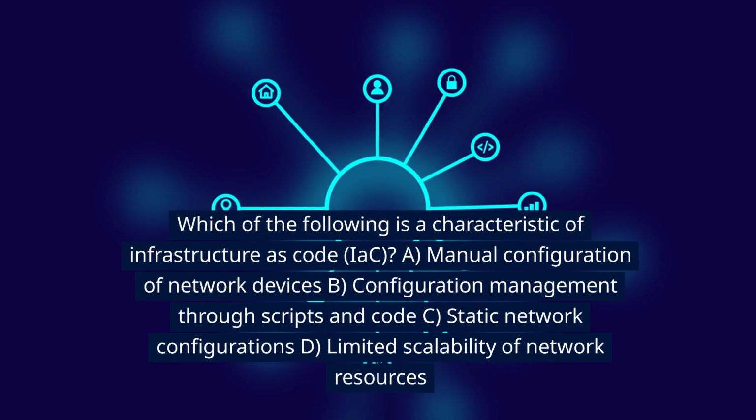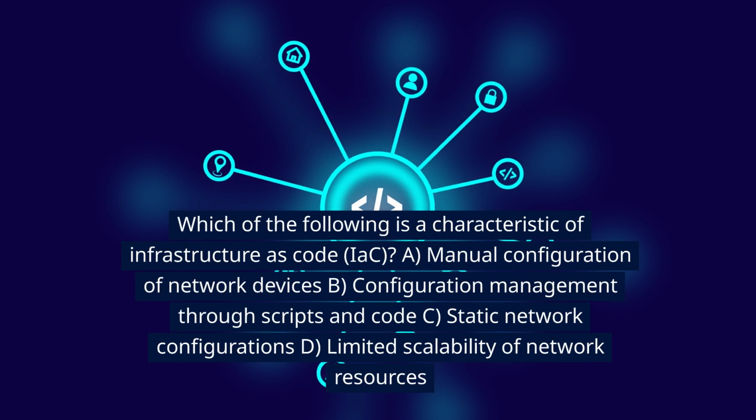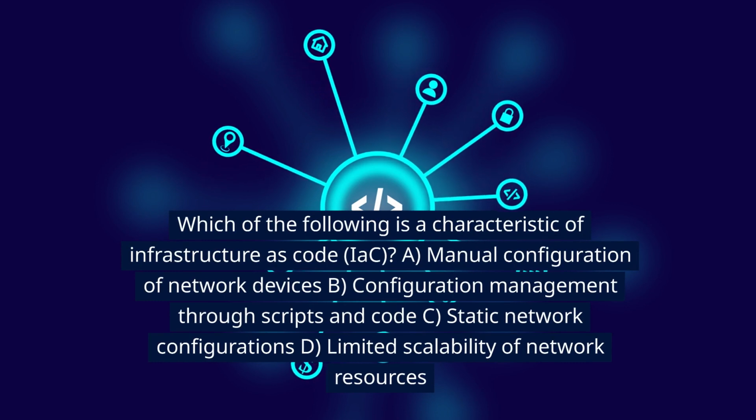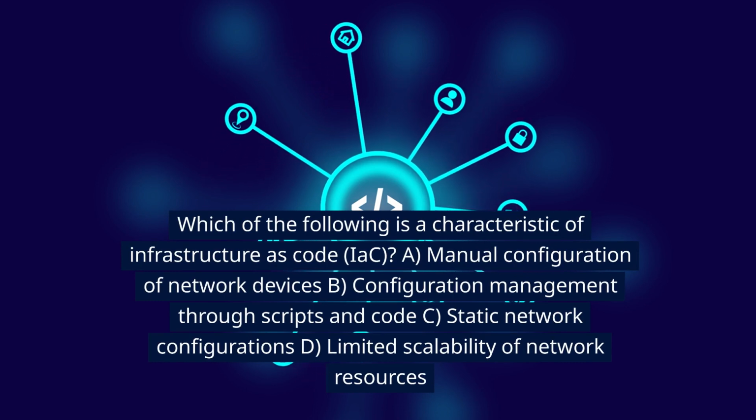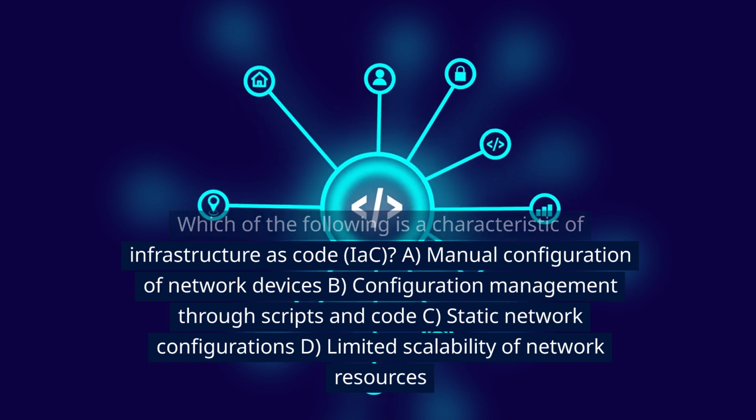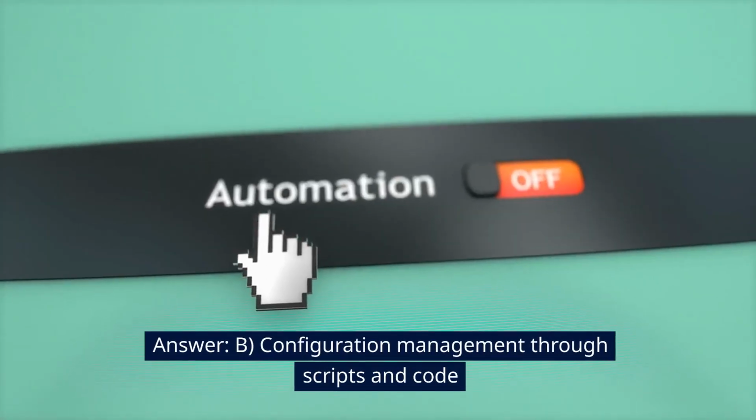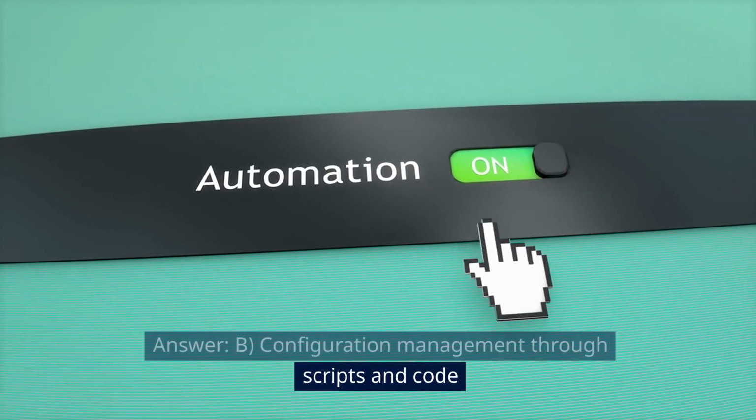Which of the following is a characteristic of infrastructure as code, IAC? A. Manual configuration of network devices. B. Configuration management through scripts and code. C. Static network configurations. D. Limited scalability of network resources. Answer: B. Configuration management through scripts and code.